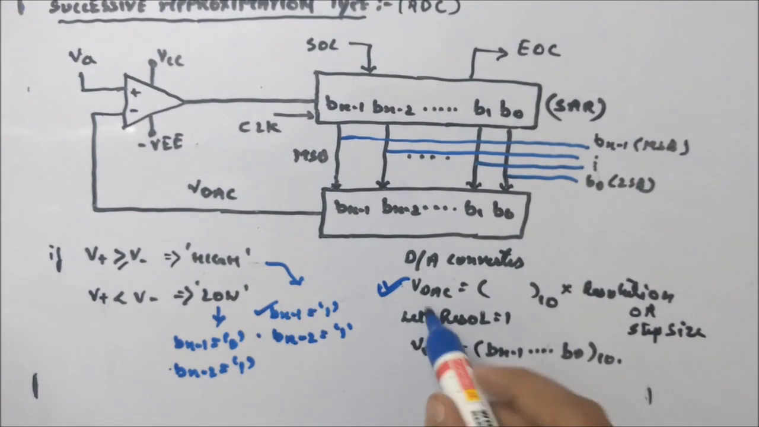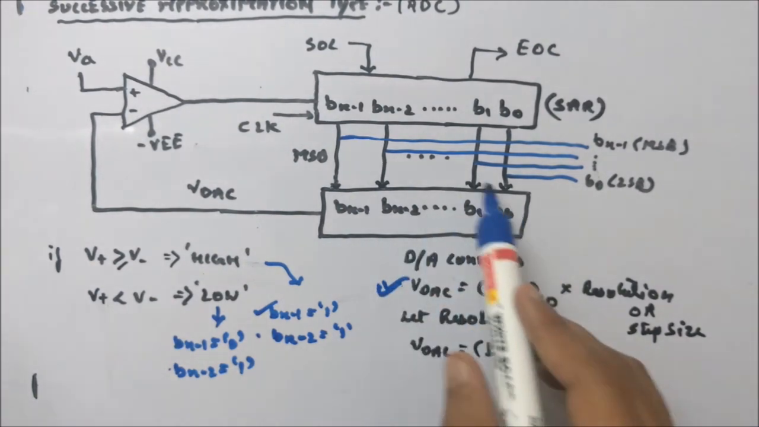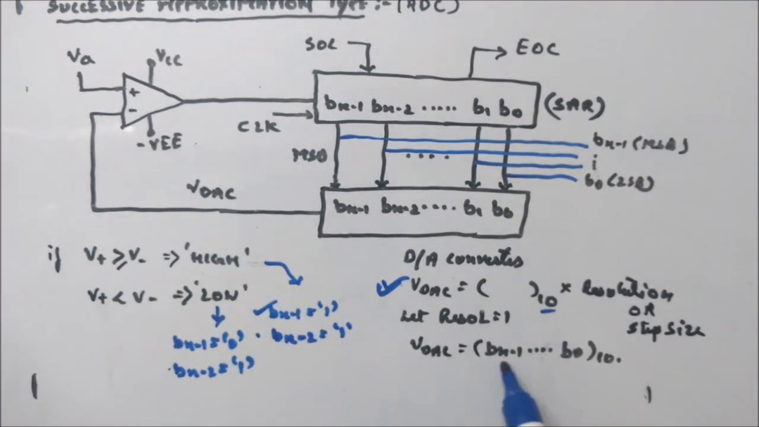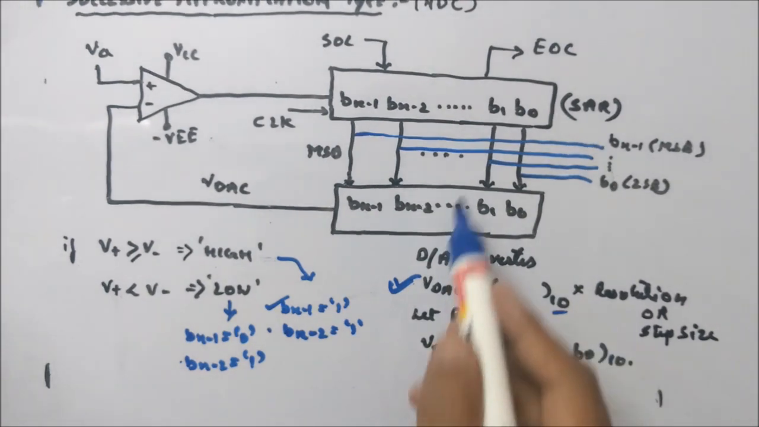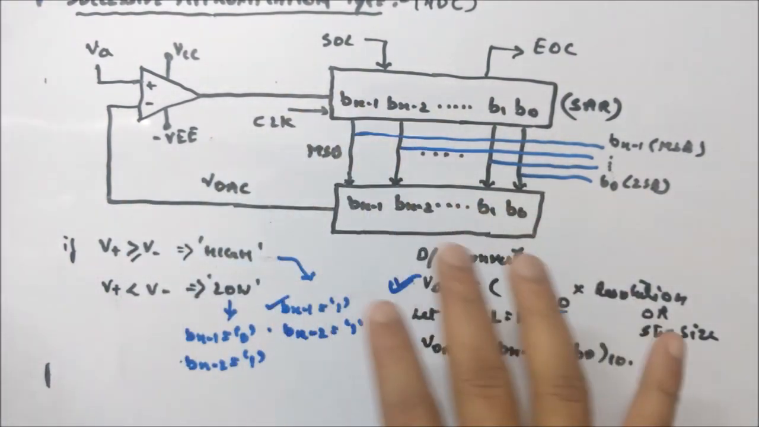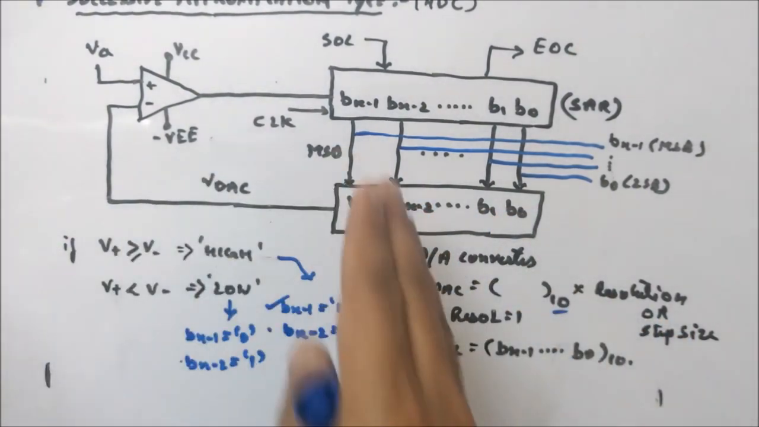If you don't know about D2A converter, the D2A analog voltage will be equal to the decimal equivalent of the bits coming into the input, multiplied by the resolution, or you can say step size also. If resolution is 1, your analog output will be the decimal equivalent of the digital input signal. The conversion I showed you will be more clear next, when I show you an example.